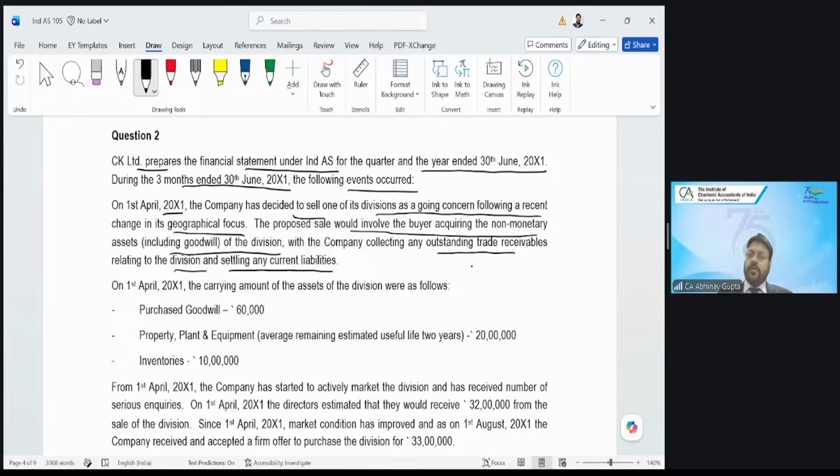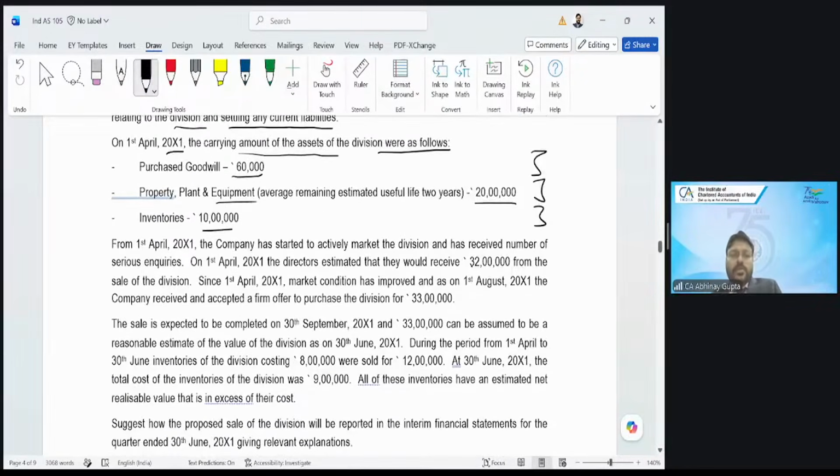The proposed sale will involve the buyer acquiring the non-monetary assets, including goodwill of the division, with the company collecting any outstanding trade receivables related to the division. So if there are any trade receivables, the company will continue to collect them and settle any current liabilities. So current trade receivables and current liabilities are not part of the disposal group, as appears from the facts. On 1st of April 2001, the carrying amount of the assets of the division were as follows: goodwill is 60,000, property, plant and equipment is 20 lakhs, and inventories are 10 lakhs. So these are the 3 items sitting in this disposal group, right?